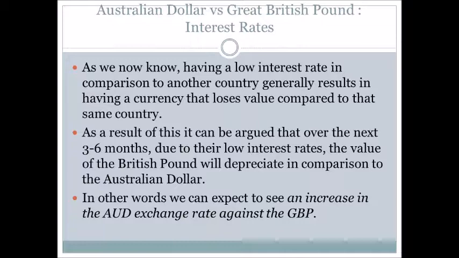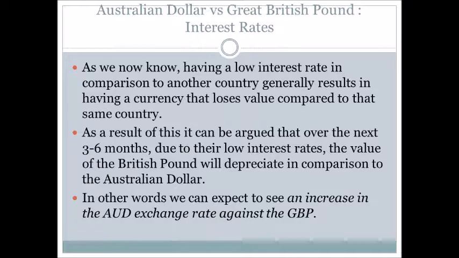Given that Australia and the United States have a relatively similar interest rate, it can be predicted that their relative exchange rate will stay quite similar over the next 3 to 6 months, although perhaps due to Australia's 0.25% higher interest rate, there might be an increase in the Aussie dollar exchange rate compared to the US dollar over the next 3 to 6 months, but only marginally.